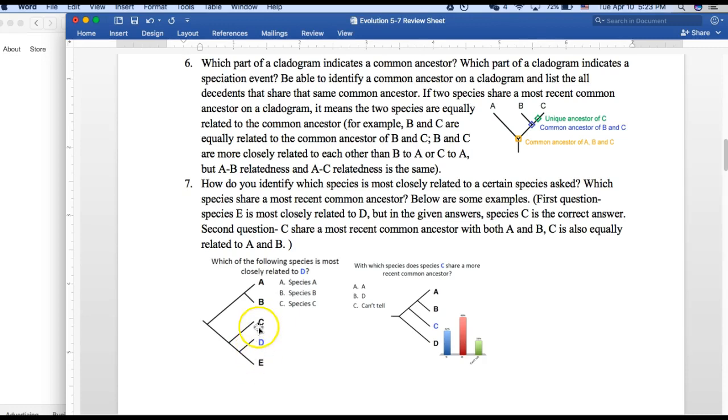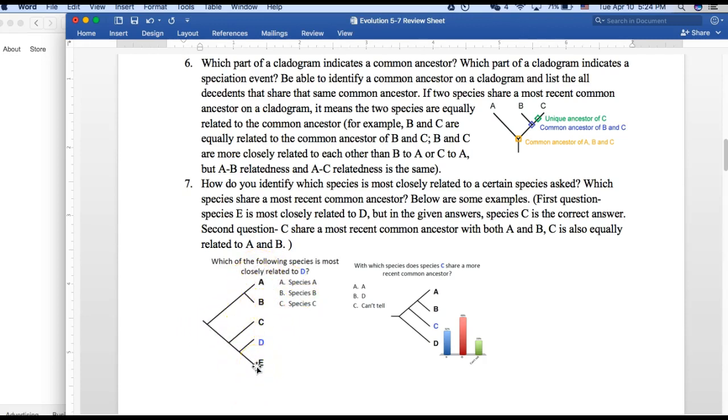What is a common ancestor? How do you find a common ancestor? If you don't remember, we already talked about this in class. Let's say you want to find the common ancestor of A and B, you trace back and see where the two lines meet. So over here, C and E's common ancestor, if you trace it back, it meets right here. What would be the common ancestor of A and D? If you trace A back this way, D back this way, it meets right here. So this is a common ancestor for all of these organisms right here.